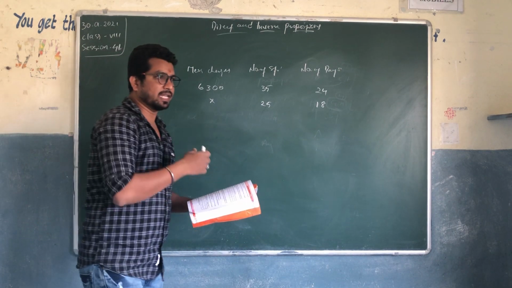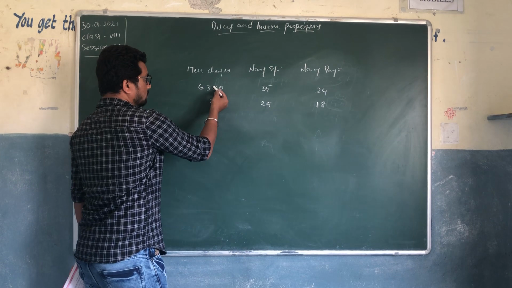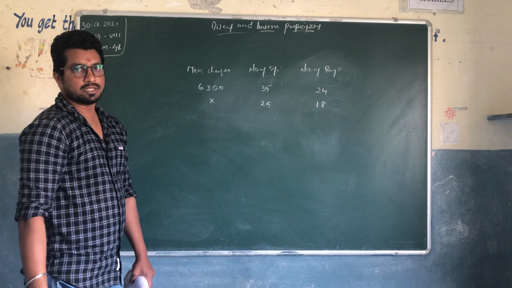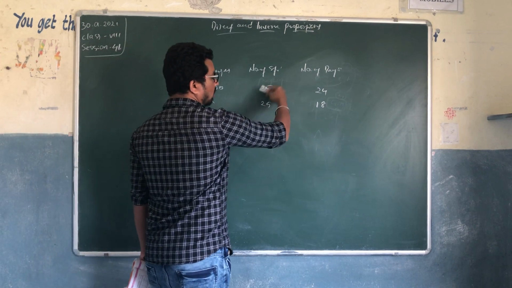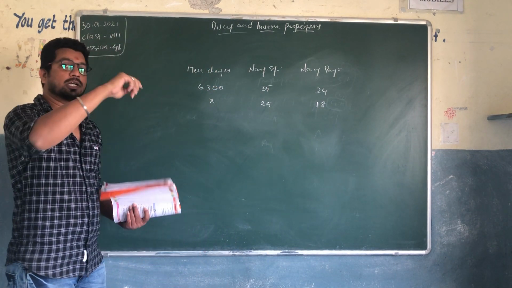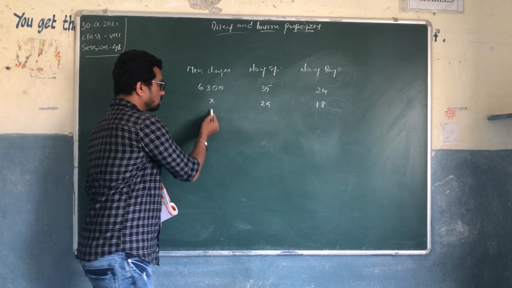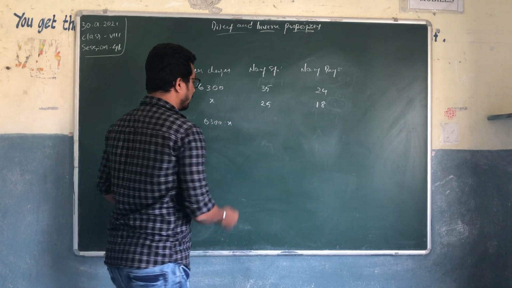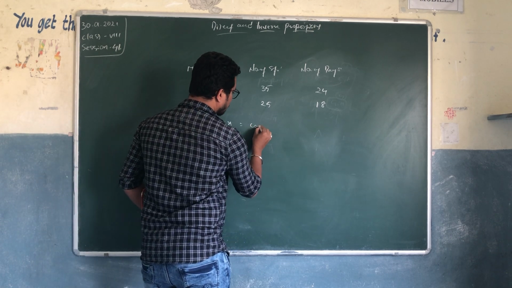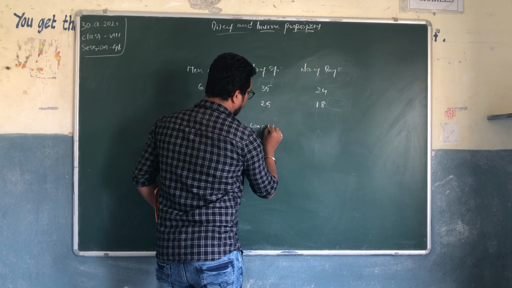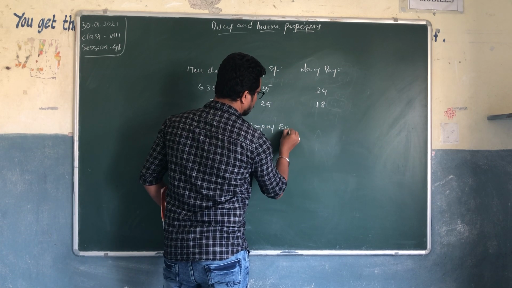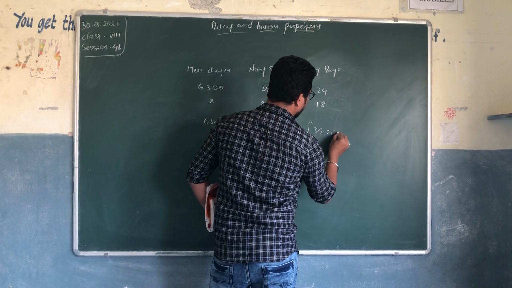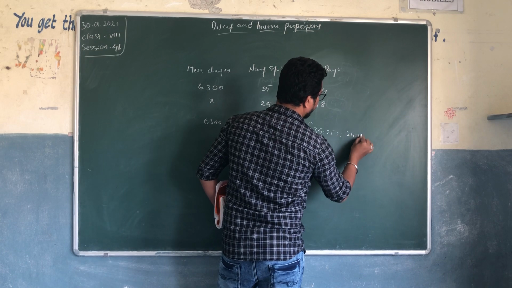Now what we said in the previous example: the ratio of the first quantity should be equated to the compound ratio of the other two quantities. The ratio of the first quantity here is 6,300 is to x, and it should be equal to the compound ratio of 35 is to 25, 24 is to 18.